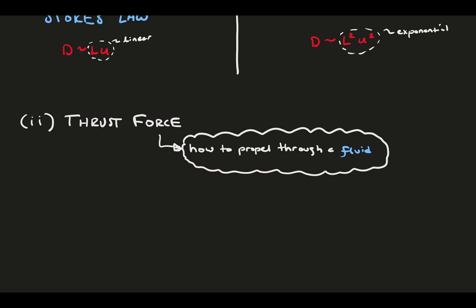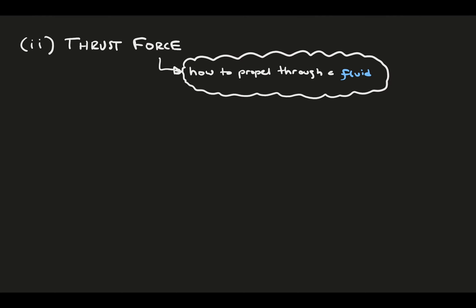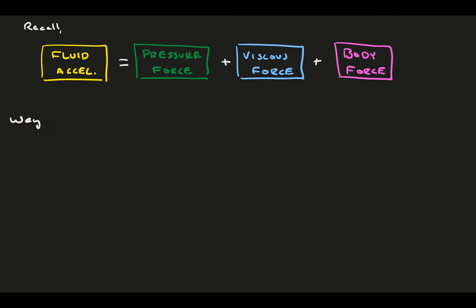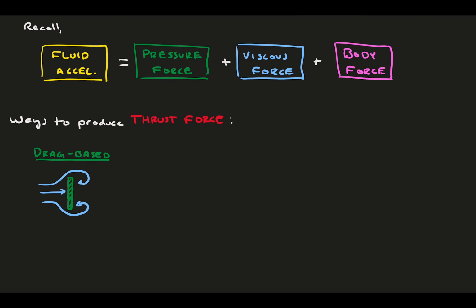There are many different ways to produce thrust, and we can't go into detail on all of them, but we can review a bunch. Recall the way that a fluid feels force. The fluid acceleration is due to pressure, viscous, and body forces. We can make use of these forces when we want to propel ourselves through a fluid, so we'll categorize the thrust strategies based upon the force sources. The ways to produce thrust force are drag-based thrust. Like a canoe paddle, you move some object through the fluid and a resistance force is created. If the resistance force is in your direction of motion, you have a thrust.